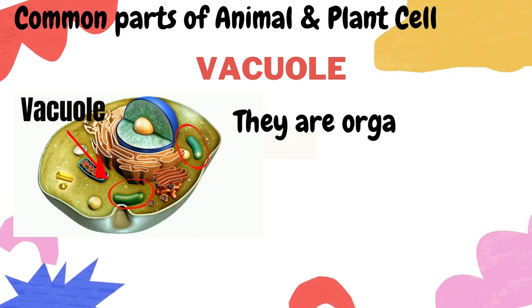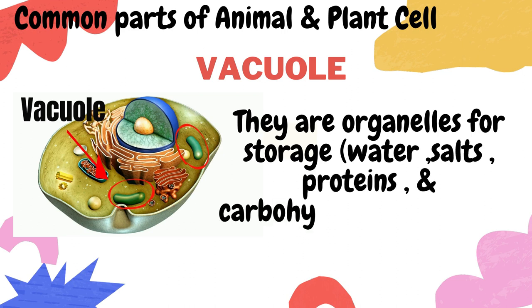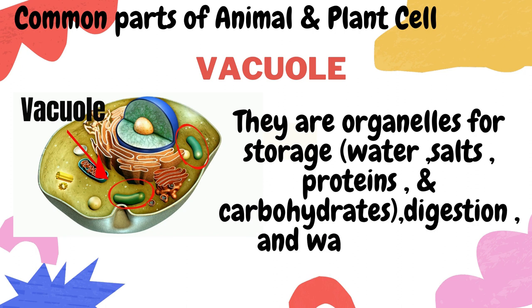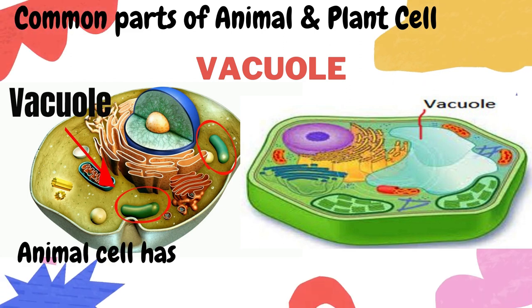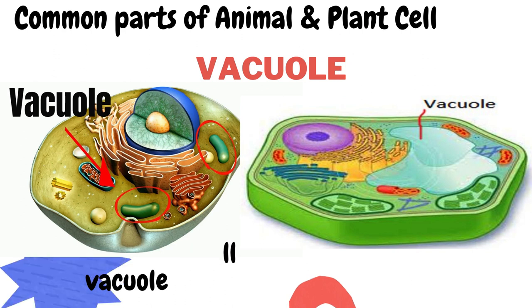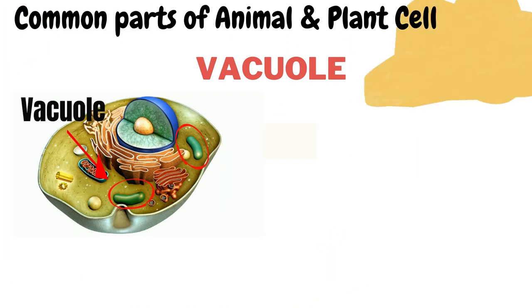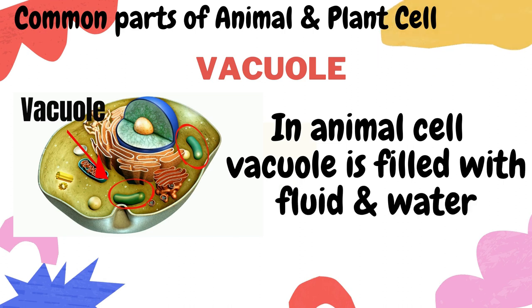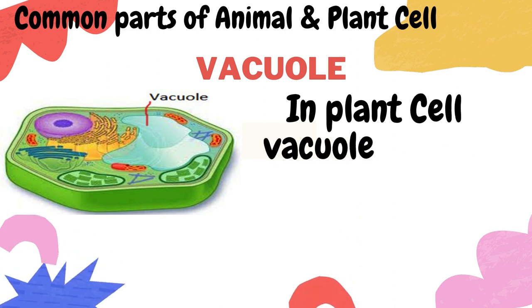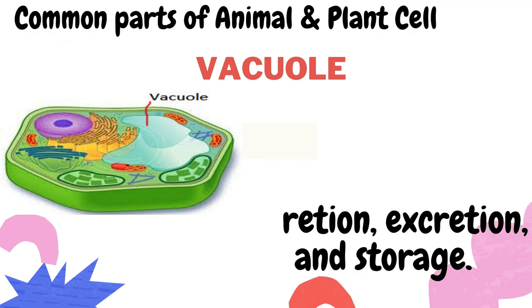Next, we have the vacuole. The vacuole is an organelle for storing water, salts, proteins, and carbohydrates. It also has a part in cell digestion and waste removal. Vacuoles in animal cells are different from those in plant cells. In animal cells, the vacuole is small, while in plant cells it is large. The vacuole in animal cells is filled with fluid and water, while in plant cells, the vacuole performs functions of secretion, excretion, and storage.